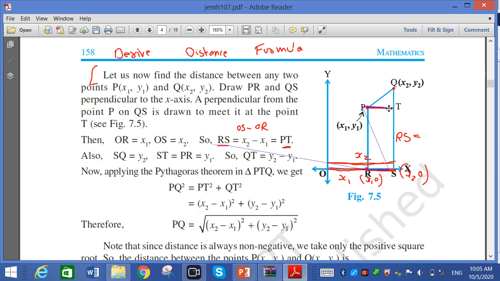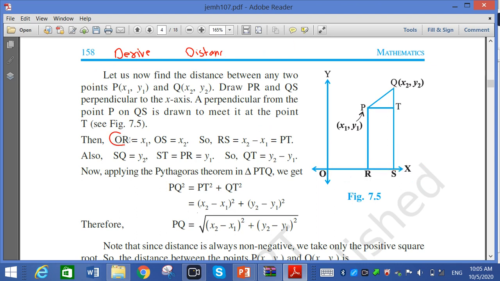So here PT comes. Now SQ. Rub all this out. We explained x1 and x2 perfectly, right? So OR is x1, OS is x2, RS, if I write x1 here and x2 here, then RS is equal to x2 minus x1, which is equal to PT. So RS and PT are equal.